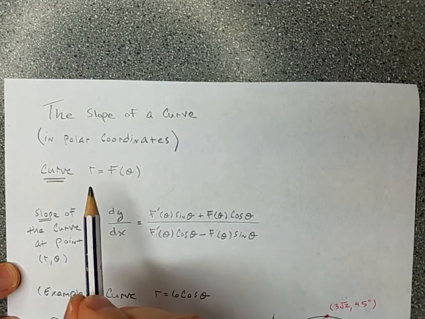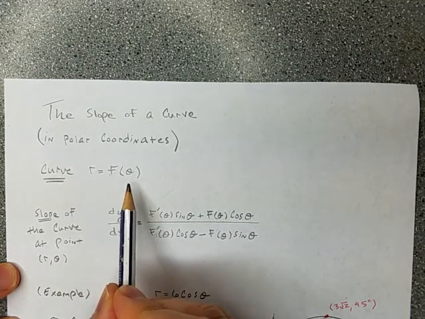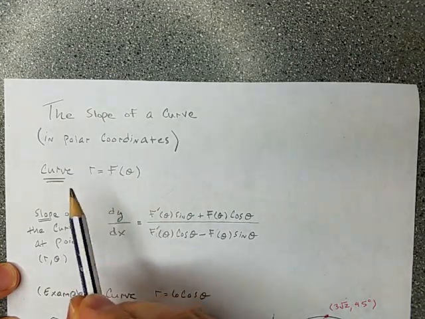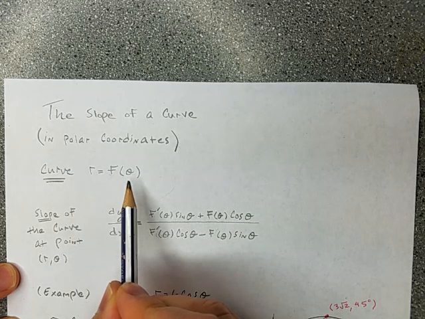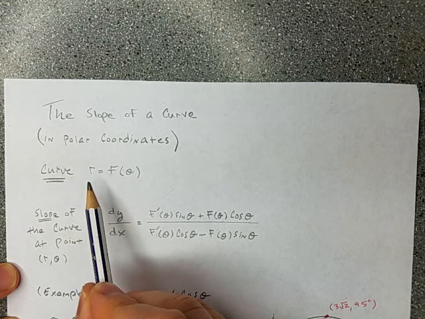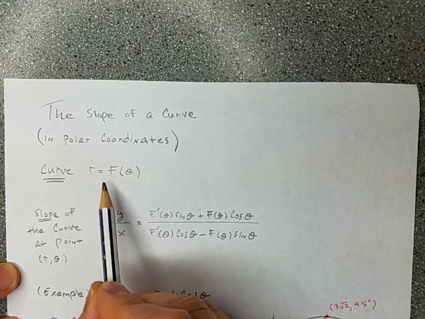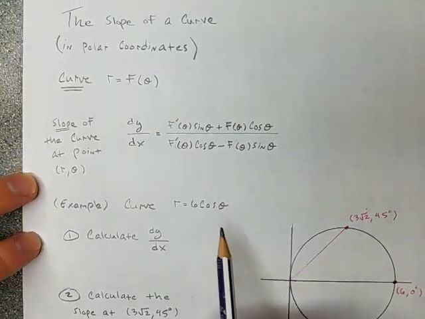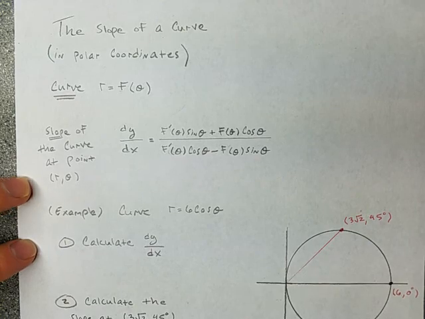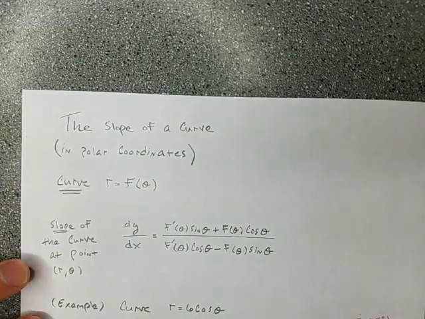Okay? So the curve is going to be r as a function of theta in polar coordinates. Some kind of equation where theta goes in and r is calculated. Okay? All right, that's what I mean when I say r is a function of theta. Something like, r is equal to 6 times cosine theta. Something like that. All right?